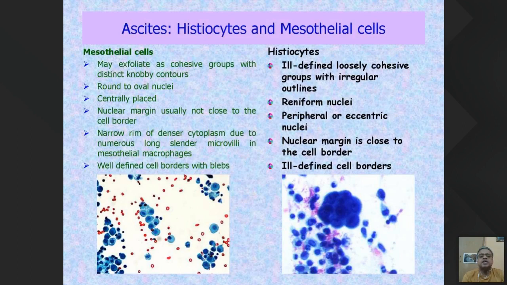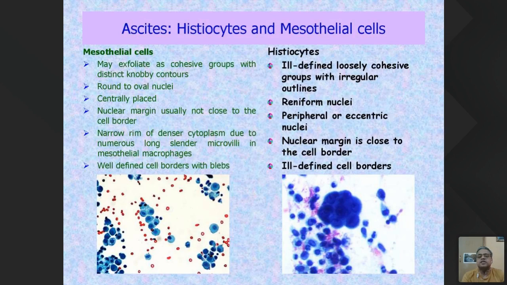So mesothelial cells may exfoliate as cohesive groups, with round to oval nuclei, centrally placed nucleus, nuclear margin not close to the cell border, and a narrow rim of denser cytoplasm due to numerous long microvilli in the peripheral part. And they have well-defined cell borders with blebs, whereas histiocytes have ill-defined, loosely cohesive groups with irregular outlines. They have a reniform nucleus, peripheral. So this part is a mesothelial cell, this part is the histiocyte.